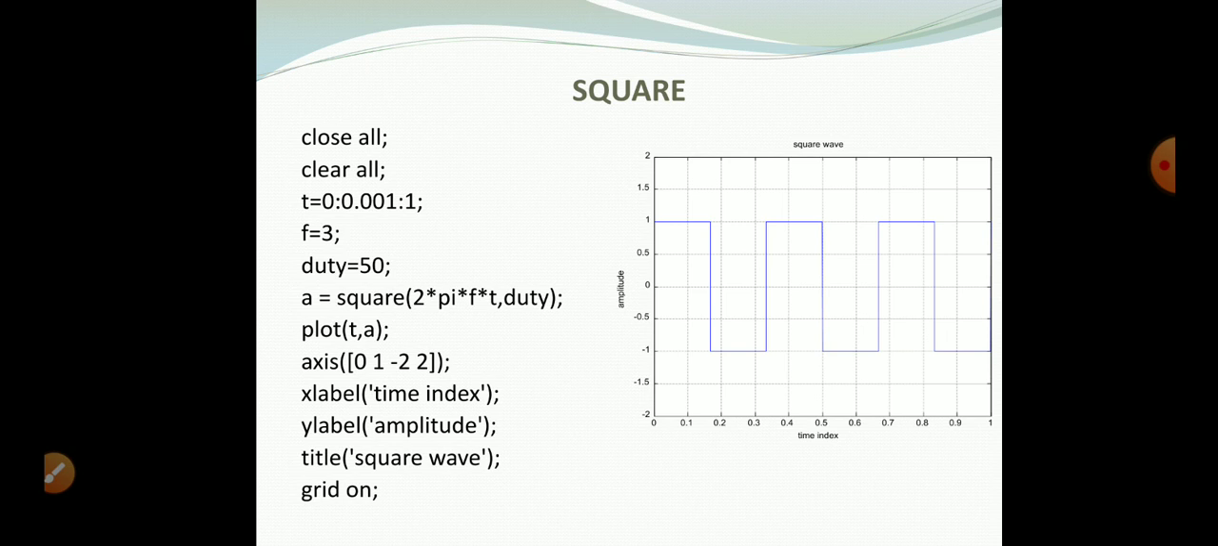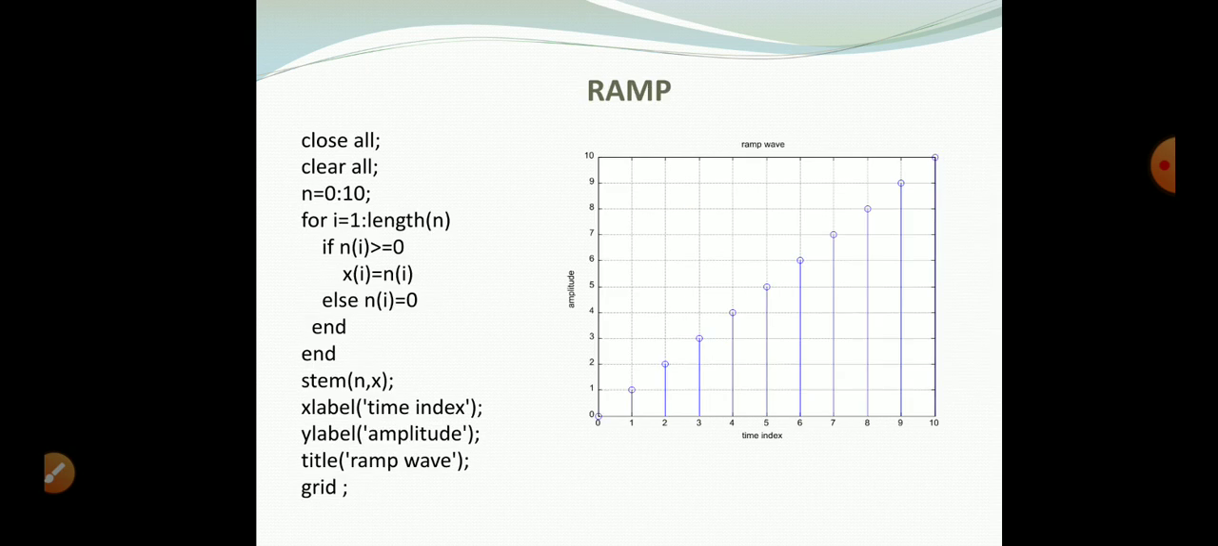Then axis 0, 1, minus 2, 2. It represents the x-axis and y-axis. 0 to 1 represents the x-axis and minus 2 to 2 represents the y-axis. And as mentioned earlier, xlabel, ylabel, title and grid on are given to represent the figures and the graph. Then the next program is how to generate a ramp wave.